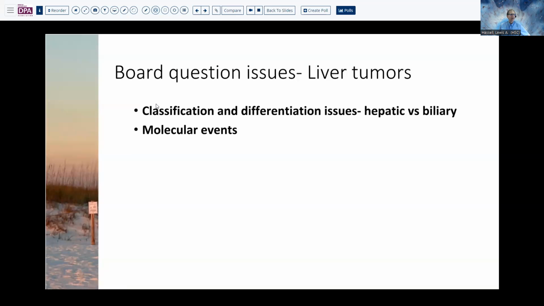So in terms of liver tumors, classification, differentiation, knowing how you distinguish hepatic from biliary, primarily based on immunohistochemistry and morphology, recognizing that there are some crossover combined forms, combined cholangiohepatocellular carcinomas and so forth, where treatment distinctions may be different.